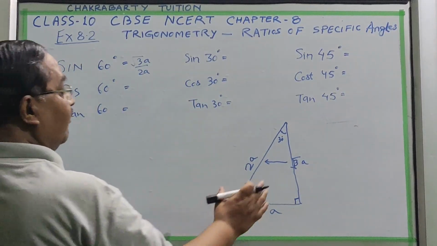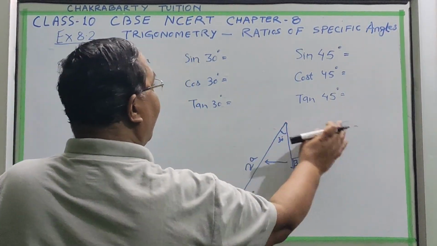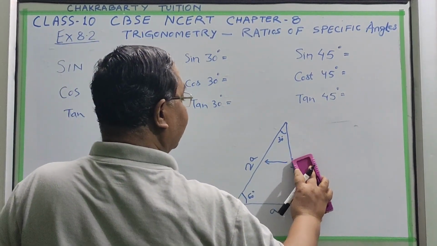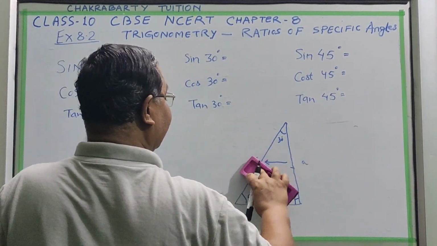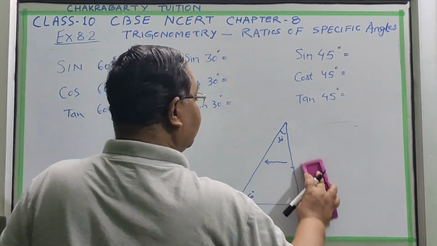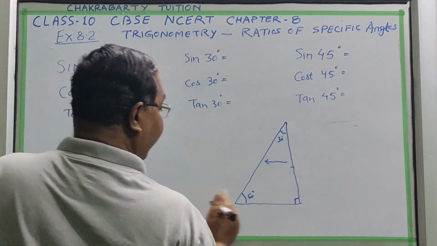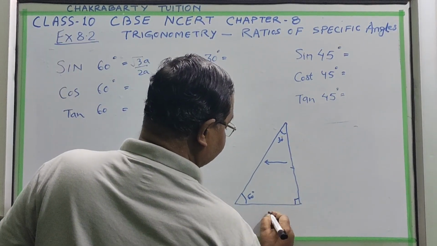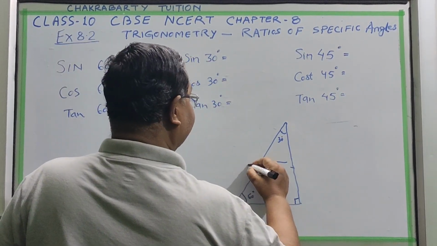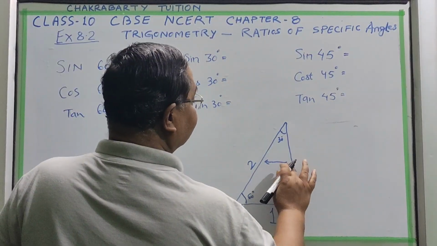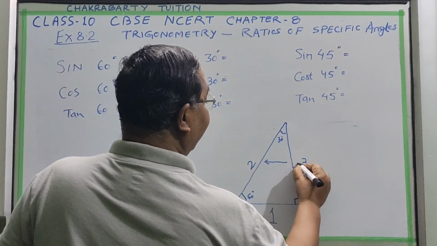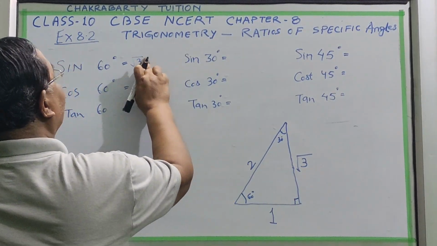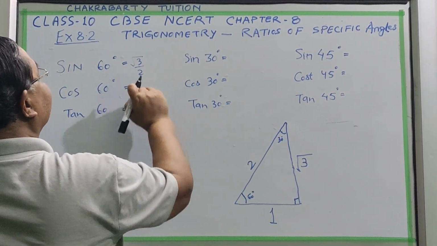You need not go into all these details; you can do an easy trick. Remove A from every side. Here it was 1A, so you write 1. It was 2A, so you write 2. Here it was under root 3A, so instead you write under root 3. And you remember this.